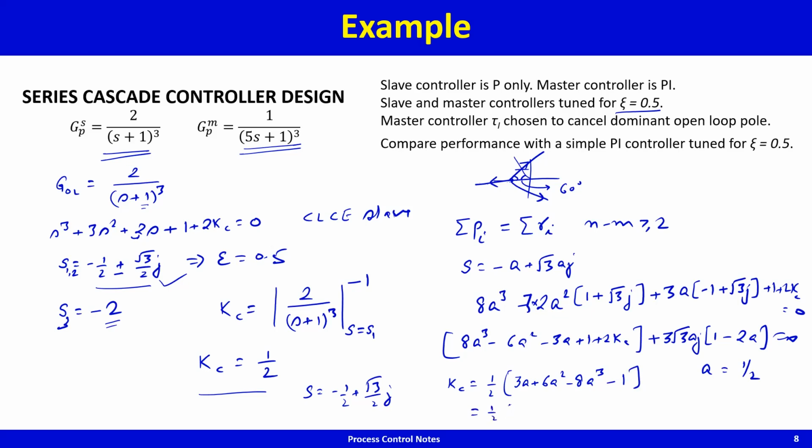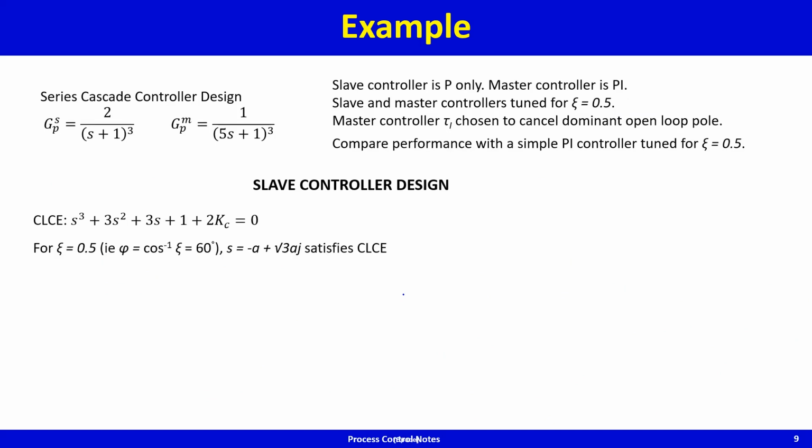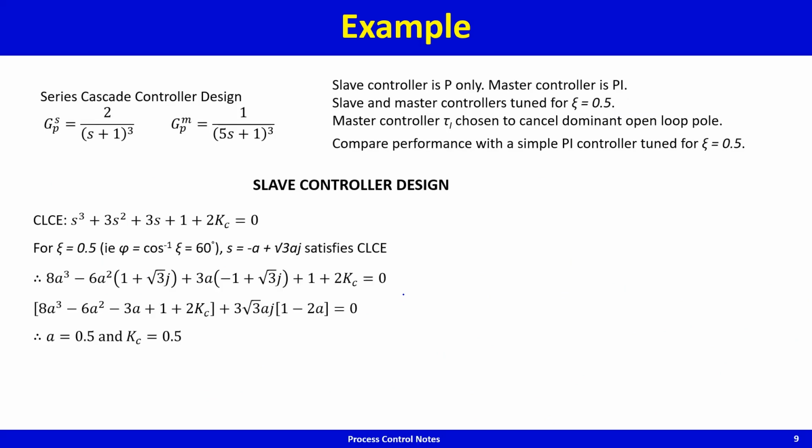So half into 3 by 2 plus 6 by 4 minus 8 by 8 minus 1. So 3 by 2 plus 3 by 2 is 3. 3 minus 2 is 1. So that's equal to 1 by 2. So Kc is equal to 1 by 2, which is correct. Okay, you could have also gotten it from here. So we now have the slave controller, and for the slave controller Kc is 0.5, a is also 0.5.